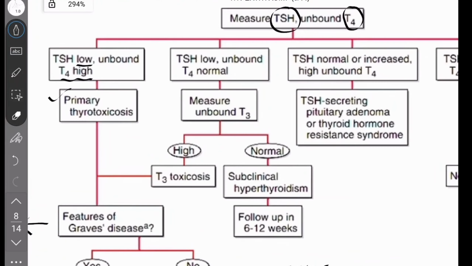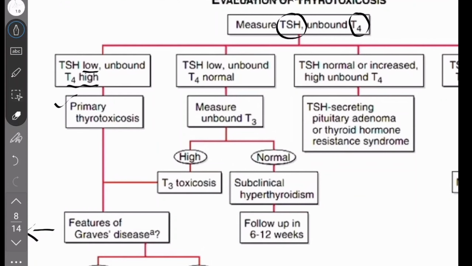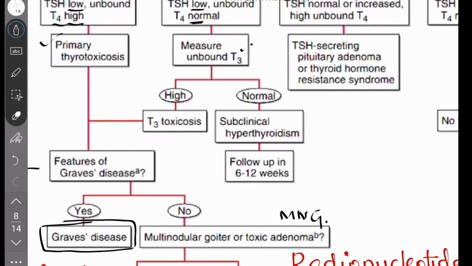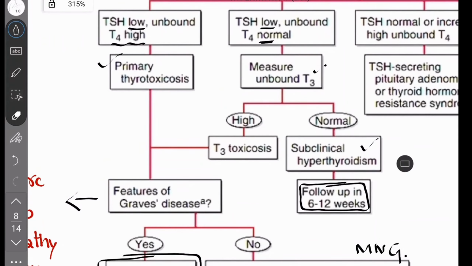Next, we look for the TSH and the T4. If the TSH is low and the T4 is normal, you measure the free T3 or unbound T3. If the T3 is normal, means both the T4 and T3 are normal. So we can conclude a subclinical hypothyroidism. Just follow up after 6 to 12 weeks. If you find that the T3 is high, it is called T3 toxicosis, you just check for other features of Graves' disease.